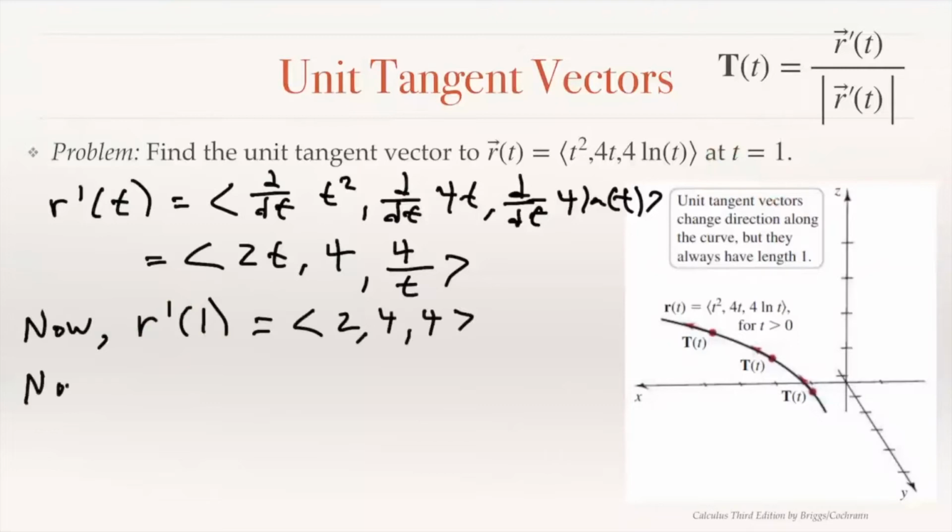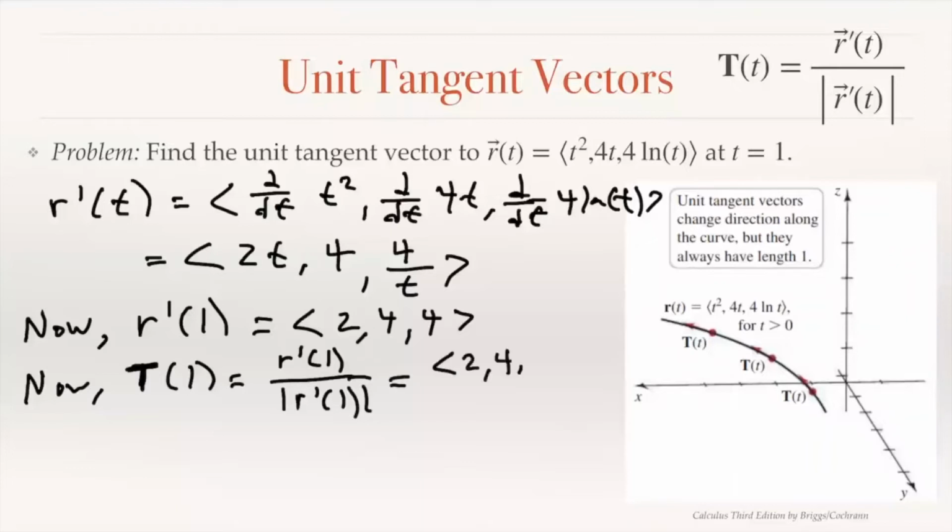And now the unit tangent vector there would be r prime of 1 over the magnitude of r prime of 1 to scale it back and make it of unit length. So that's 2, 4, 4. And its magnitude is the square root of the sum of the squares of its components, as we know.